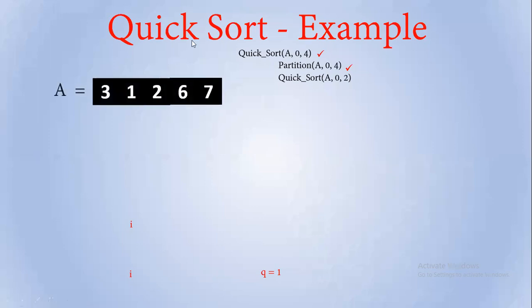We are now going to do quick sort for A, 0, 2. So now we should go again from the beginning. Now we have to partition A, 0, 2 inside this quick sort. That's why I have written this with the tab. Now we are inside this first quick sort A, 0, 2. So inside that, we have to call partition A, 0, 2.